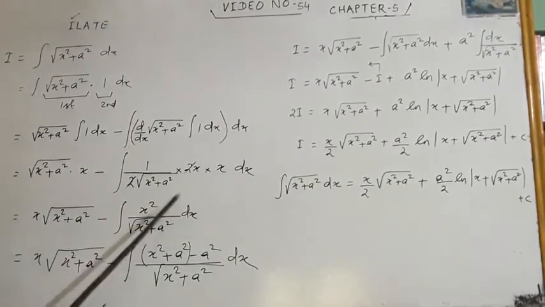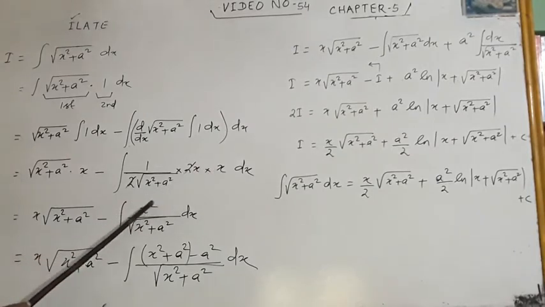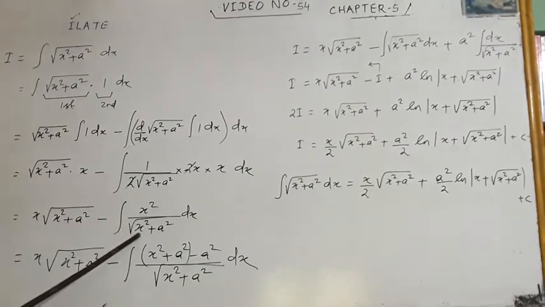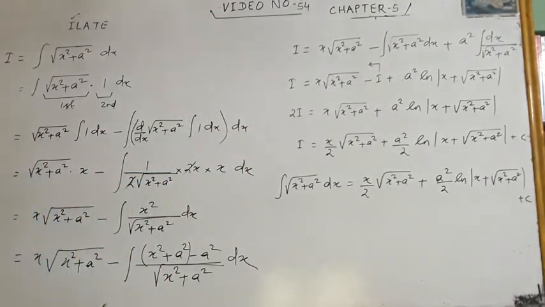Now it is dx. x into x gives x² over √(x²+a²) dx. Looking at the denominator, it is x²+a², so the numerator must be adjusted like this: x²+a² minus a². Then dividing x²+a² by √(x²+a²), it becomes √(x²+a²). Writing this as I.